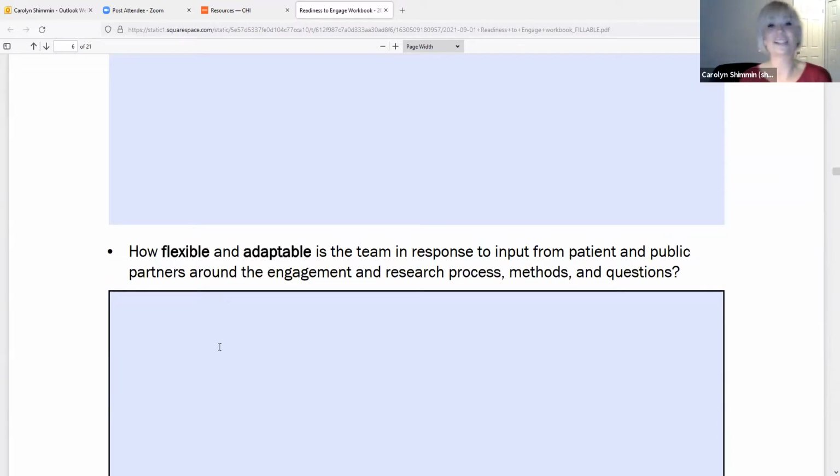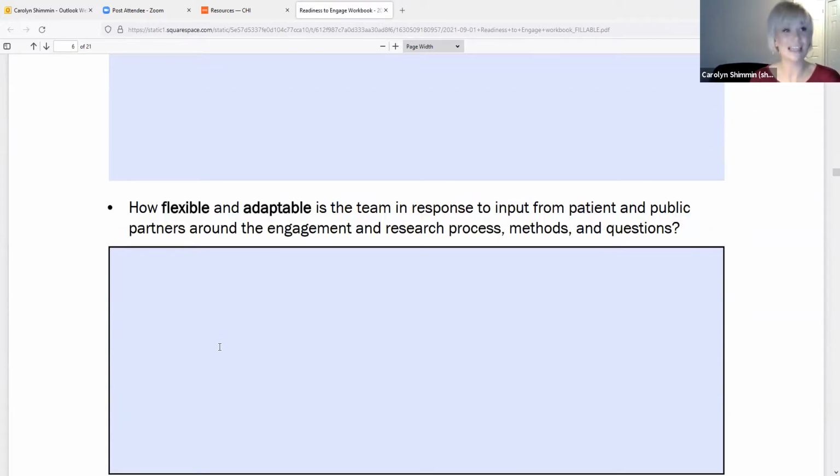I guess the next question, how flexible and adaptable is your team going to be if people with lived experience, community partners say, you know what, I think the research should go in a different direction. So having an understanding of this will let you kind of start thinking about which phase and stage of the research process are you truly open to engaging with people with lived experience. And maybe that also means that you're only at the consultation level if you're still feeling like you can't adapt too much. Whereas if you're really, really open, you're going towards the collaboration level of engagement.